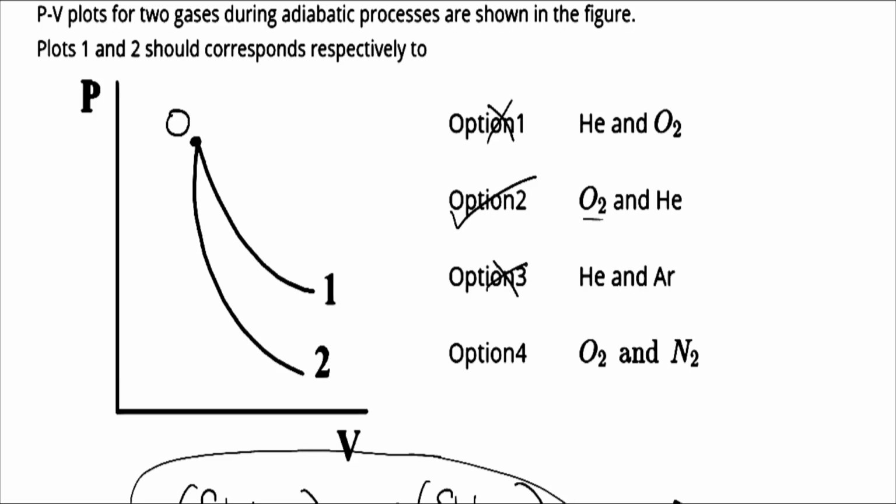And option 3 and option 4 are also incorrect, because option 3 says that both the gases are monatomic, that is helium and argon, and option 4 says that both the gases are diatomic, which is also incorrect. So the correct answer to this question is option 2.